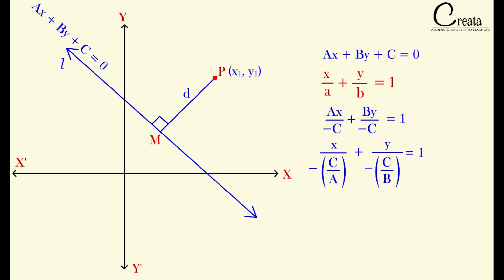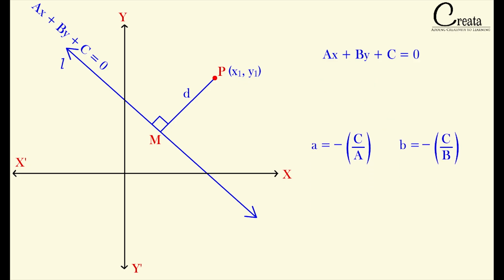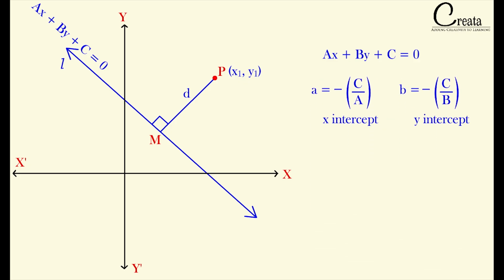So we can rewrite our general equation into the intercept form. We got our x-intercept, that is small a, as minus c by a, and the y-intercept as minus c by b. Okay, we got our x-intercept and y-intercept of this line L. What we have done, we have simply converted our general equation of the line into the intercept form. Further, we got our x-intercept as minus c by a, meaning this distance will be the x-intercept, okay? And the y-intercept, that is minus c by b, will be this distance.